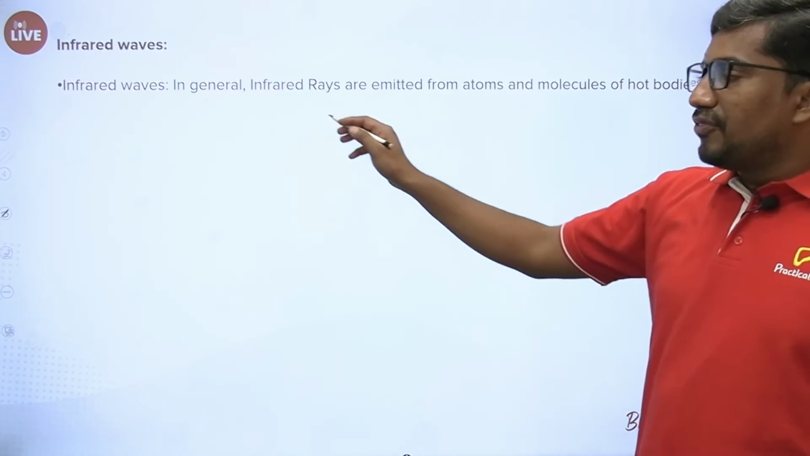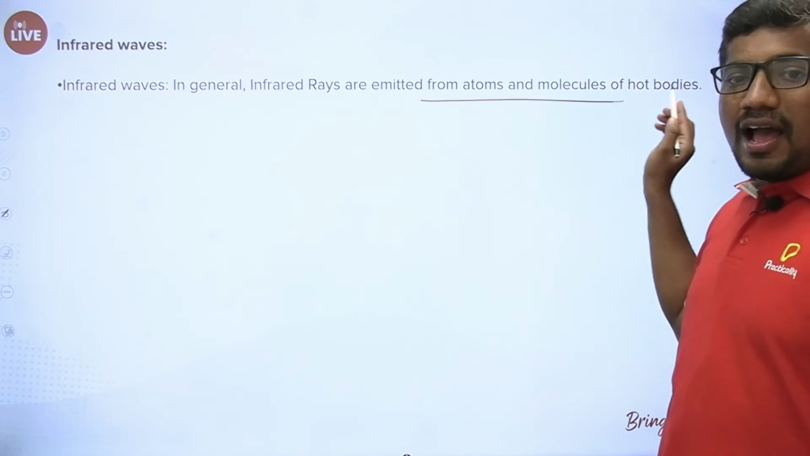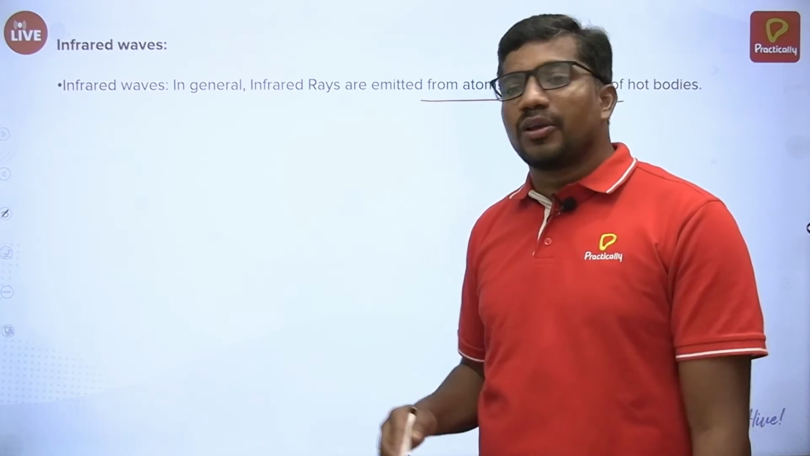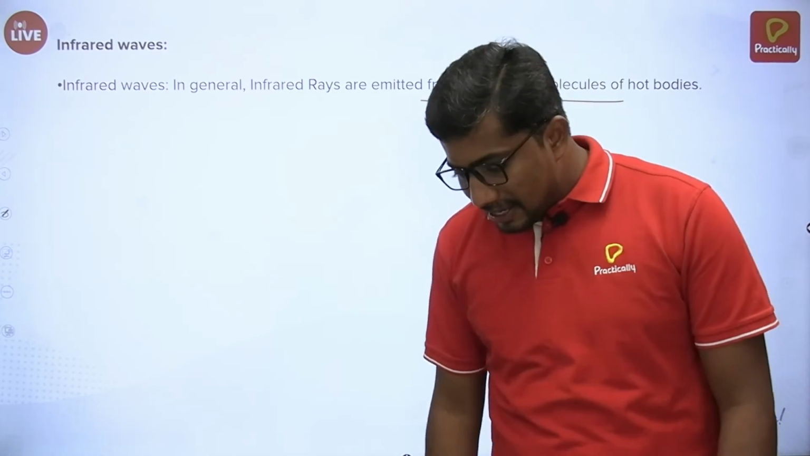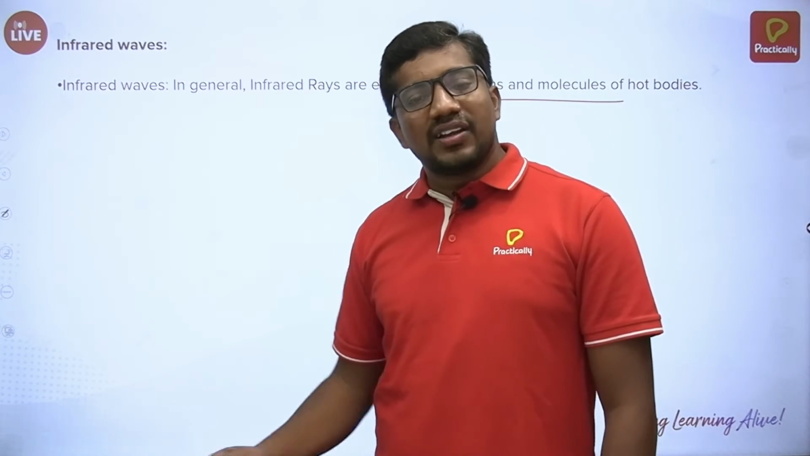Infrared waves: generally, infrared rays are emitted from the excitation of atoms and molecules. The excitation of atoms and molecules will produce the infrared rays. So we have the Nernst lamp to produce IR rays, and lasers can also produce IR rays.